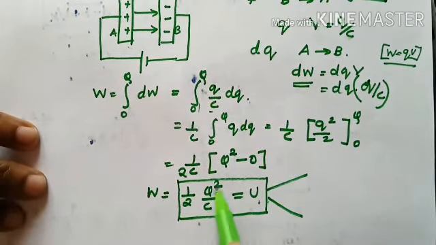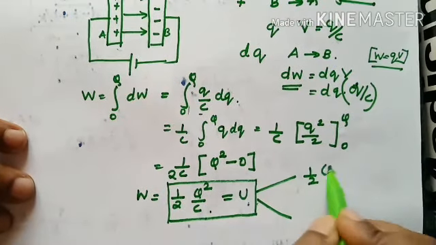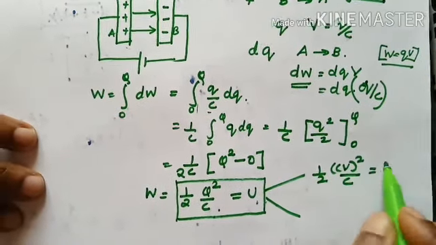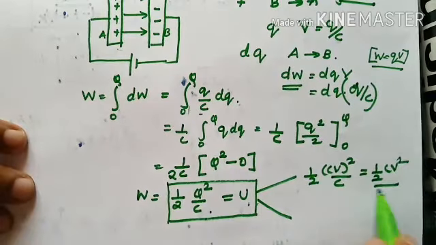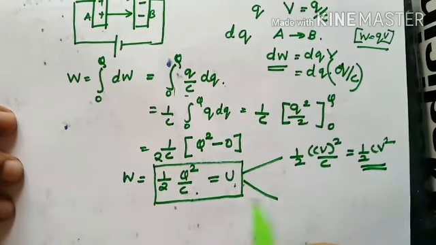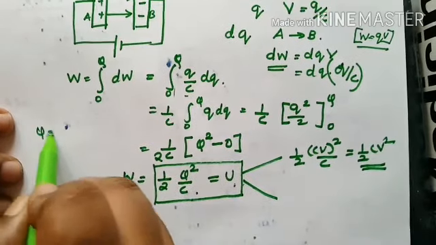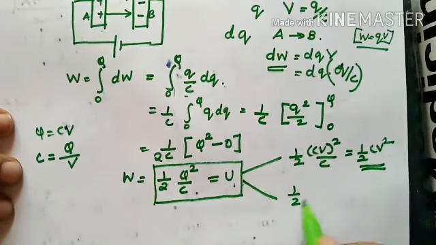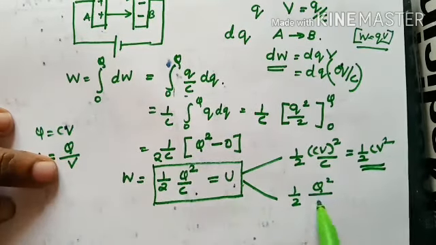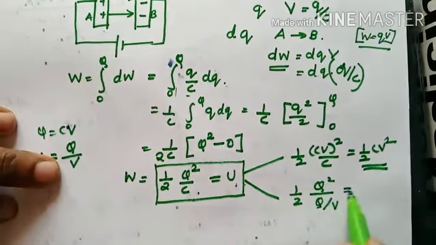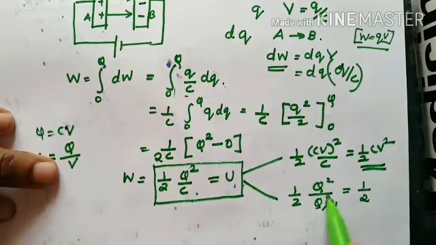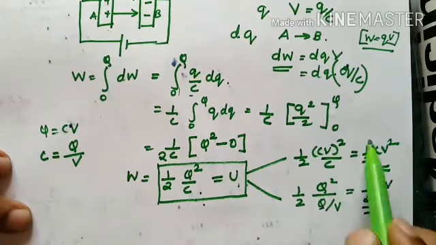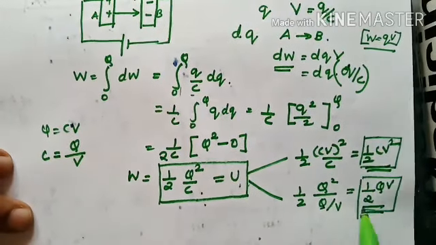Suppose in place of Q I write CV. Then it becomes half into (CV) whole squared divided by C. So C squared by C becomes half CV squared. That is one expression. Now for another expression, Q is equal to CV, so in place of C I can write Q by V. So half Q squared by C becomes half Q squared by (Q by V). Q cancels out and V goes up, so that is half QV. So you have three expressions for energy stored in a capacitor.